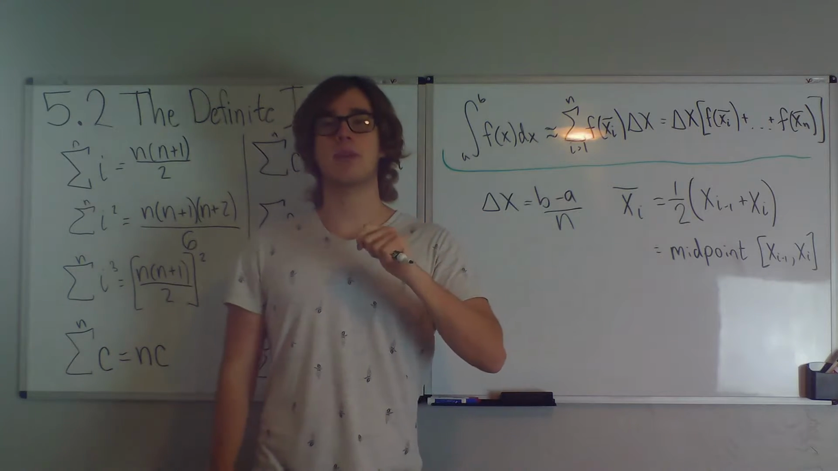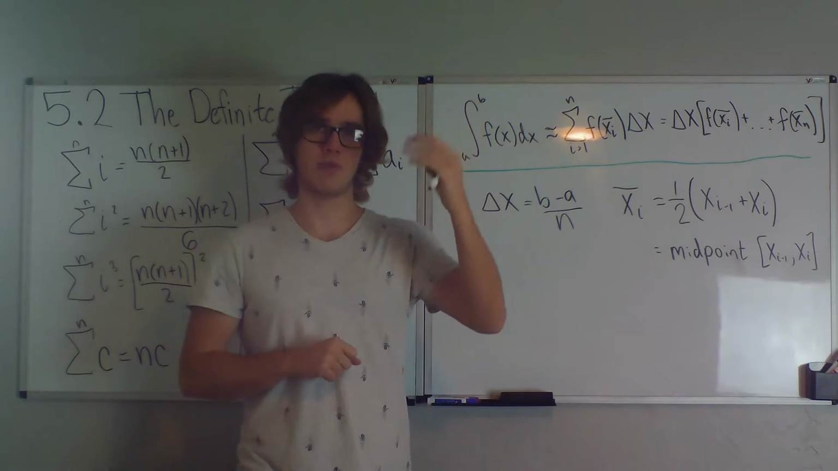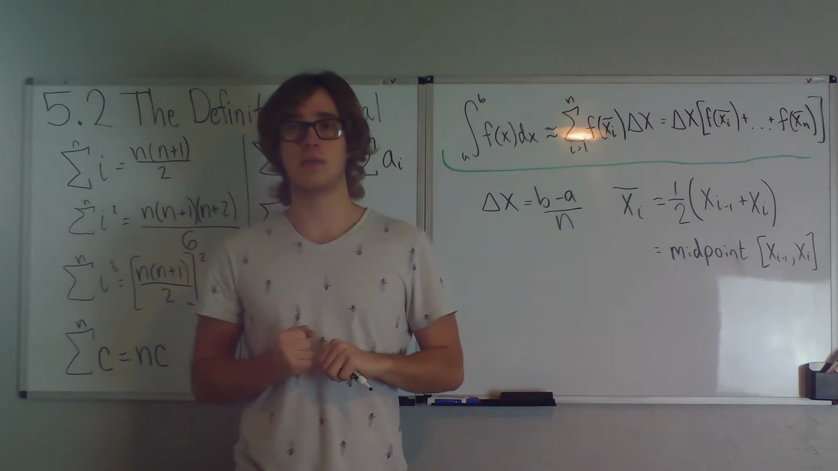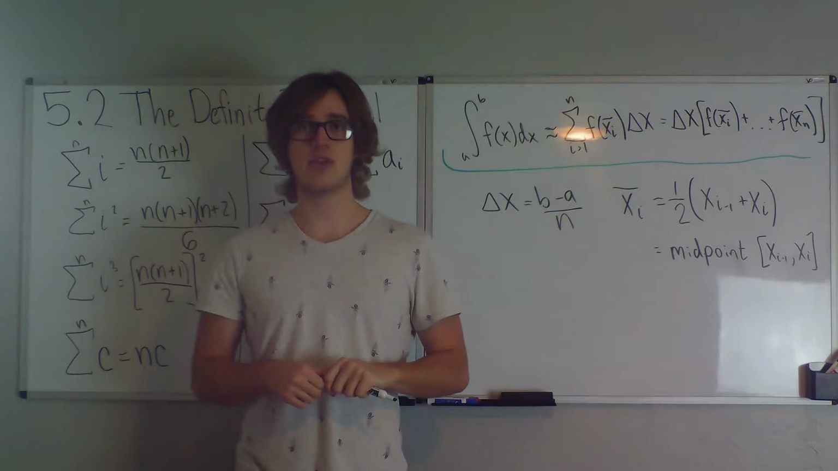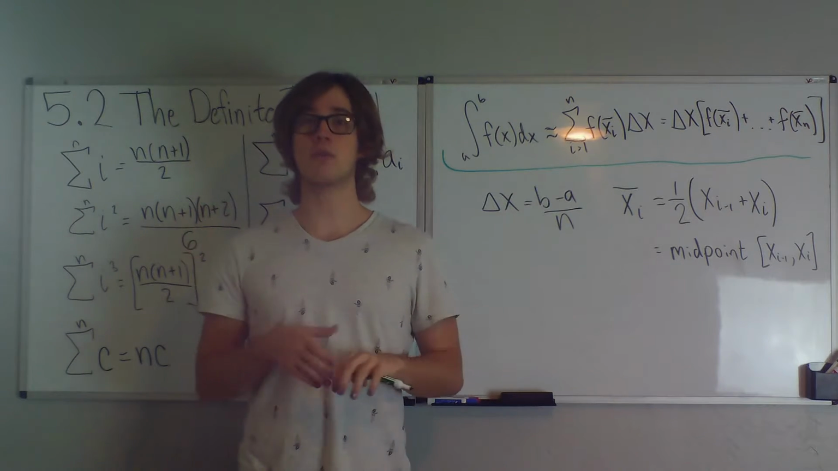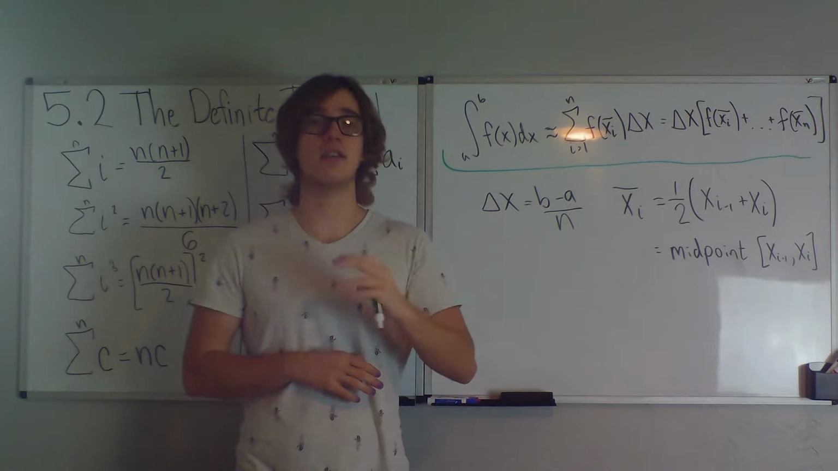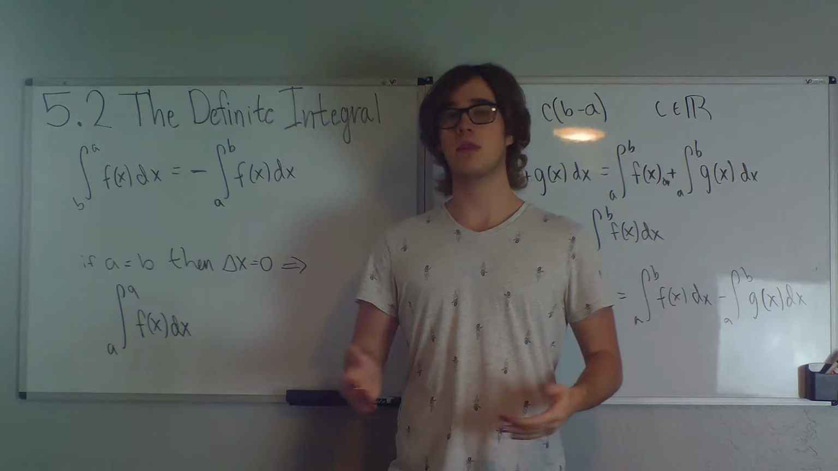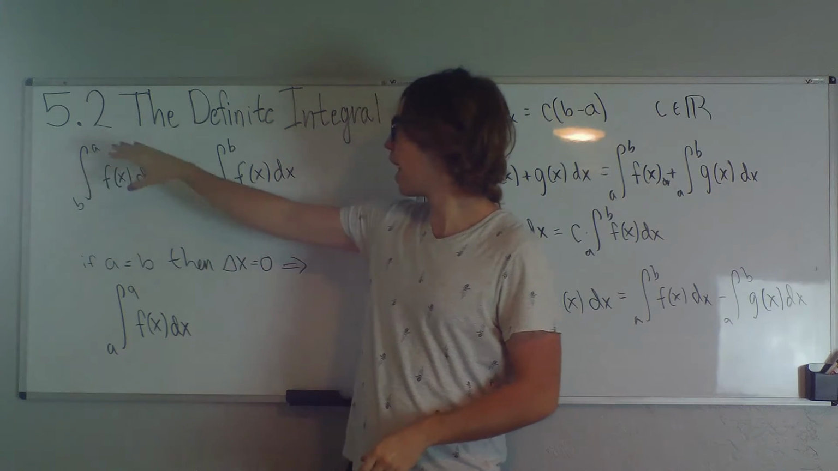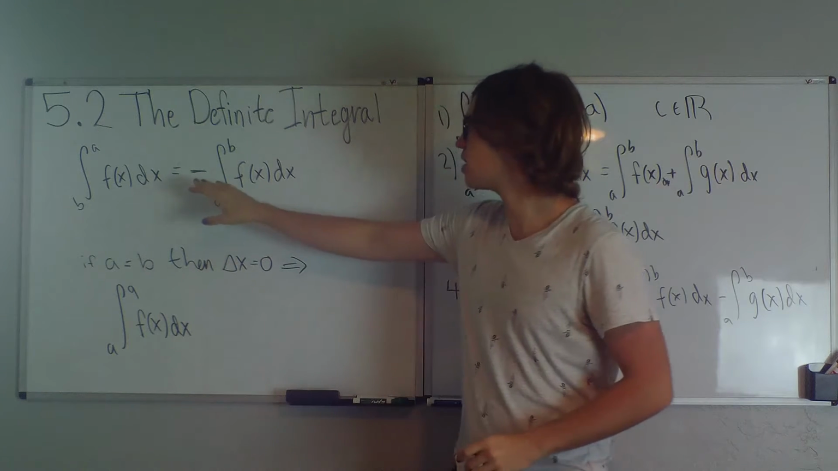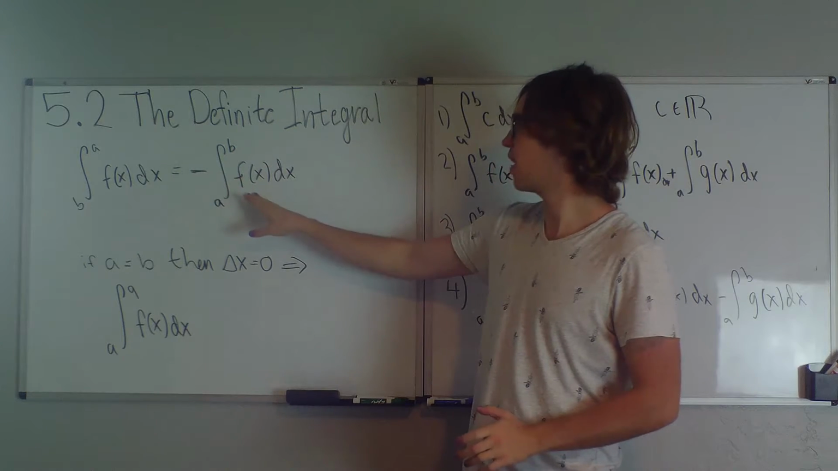So there might be questions like, find the right-hand Riemann sum of 3 rectangles, find the left-hand Riemann sum of 3 rectangles, and find the midpoint sum of 3 rectangles. And then you'll probably see that the midpoint will be the most accurate. It'll be in between the overestimation and the underestimation. We have some limit laws now, and this states that the integral from b to a of f of x dx is just equal to the negative of the integral from a to b of f of x, right?